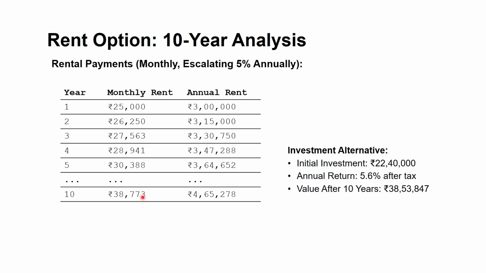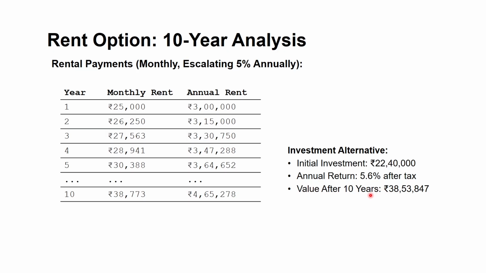So, the investment component assumes we invest the 22.4 lakhs that would have gone towards down payment and transaction cost. At 8% gross return, this investment grows to about 48.4 lakhs over 10 years. However, we must account for taxes on investment gain. So, assuming 30% tax on capital gain reduces our effective return to 5.6% annually.